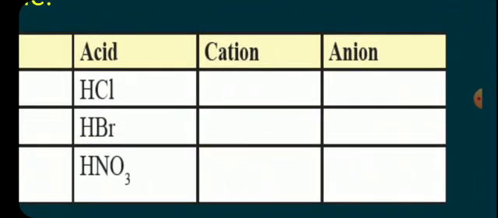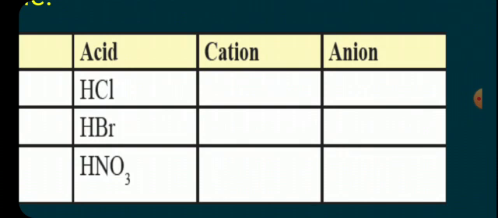Here are few acids shown. HCl, hydrochloric acid. It has H plus cation and Cl minus as anion. Hydrobromic acid has H plus cation and Br minus anion. In nitric acid, HNO3, H plus is cation and NO3 minus is anion. So here cation is common, H plus.